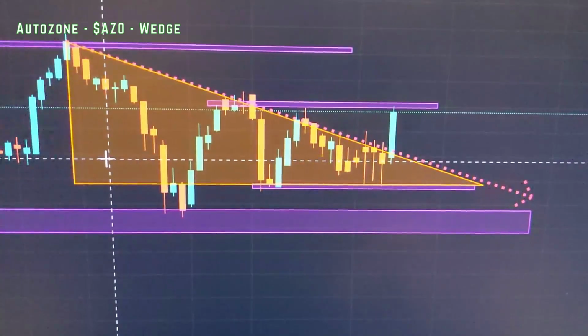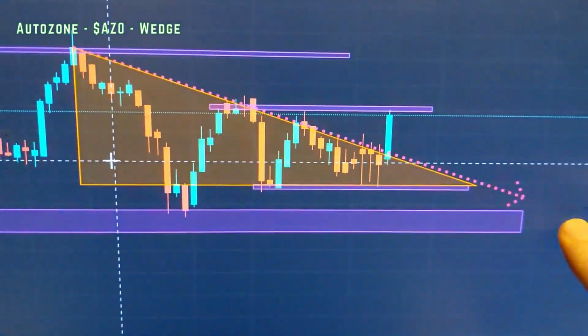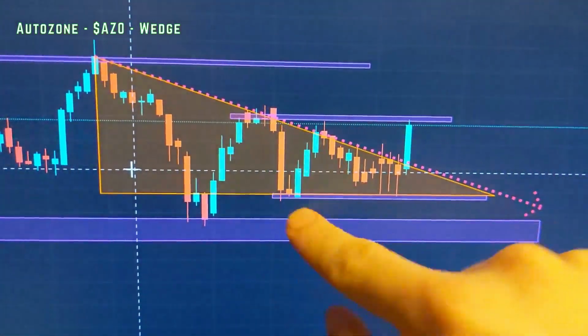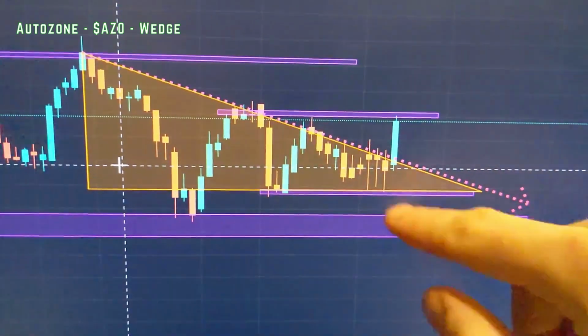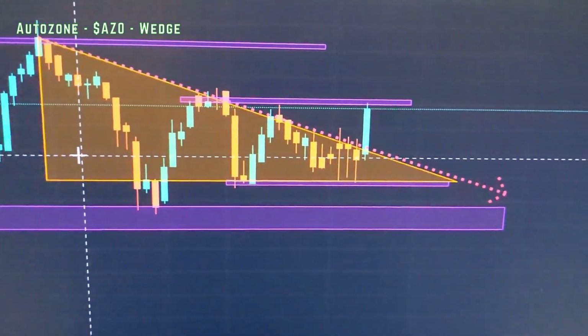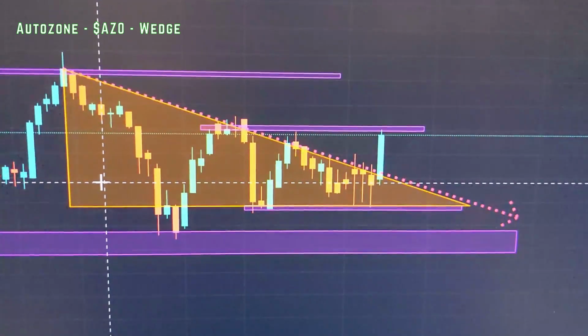When you get experience with this and you start drawing your resistance and support lines, and you draw them out a couple weeks or a month or however far you want to do it, and a couple months later or a couple weeks later something happens and your prediction comes true, that's really going to let you know that you're on the right track here. Things are really clicking for you in your head. You're really understanding this stuff.